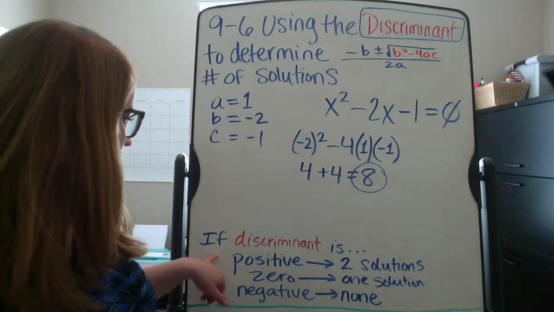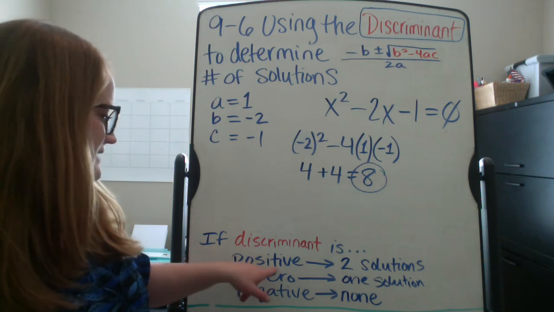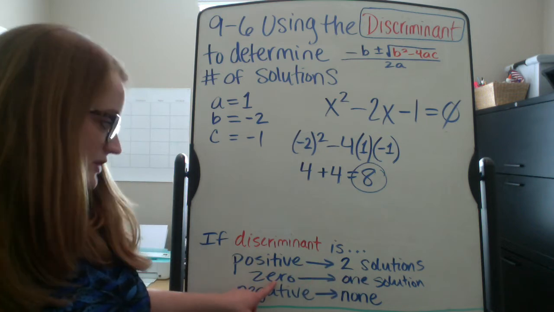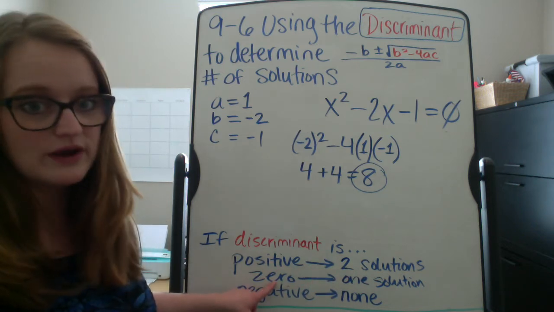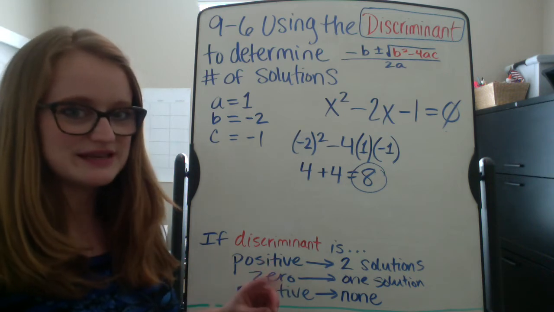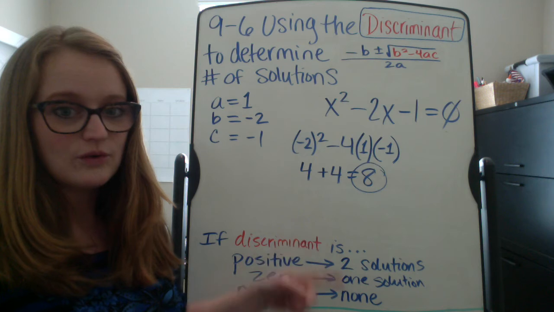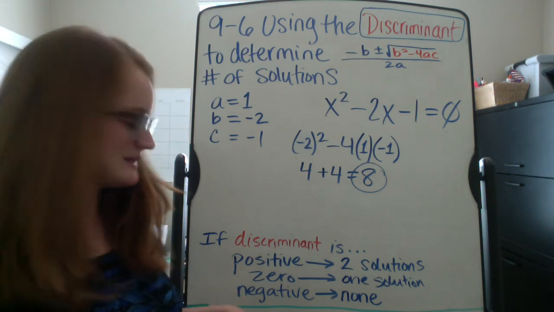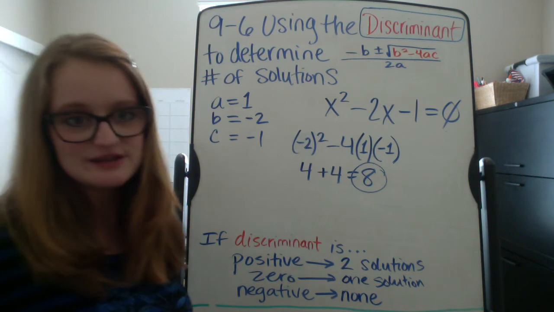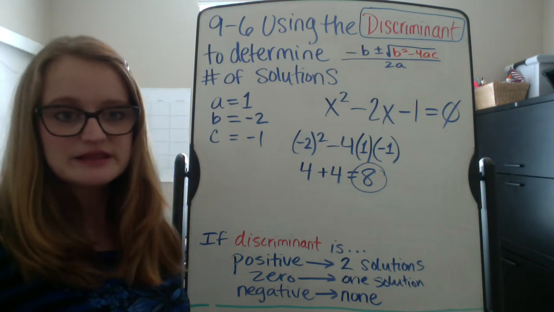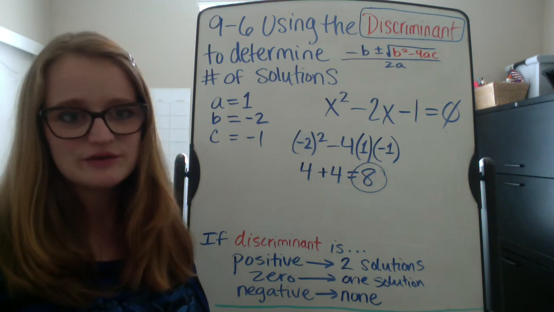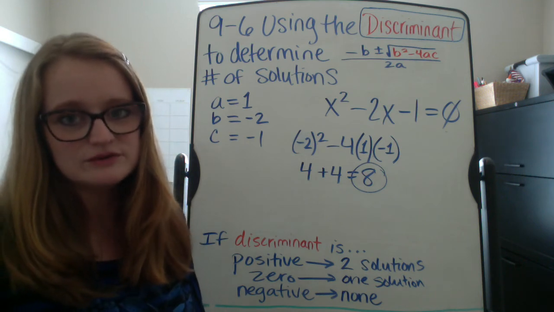So on the bottom here, I've written if the discriminant is a positive number, we're going to have two solutions. If it's exactly 0, it means there's only one solution. It only crosses the x-axis one time, so it's either sitting on the x-axis, or the maximum value is the x-axis. And if it's negative, it's none. There's no solution because it doesn't cross the x-axis. The other way to think about that is when we get a negative number inside a square root, it's imaginary. So that's where we get the no solution.